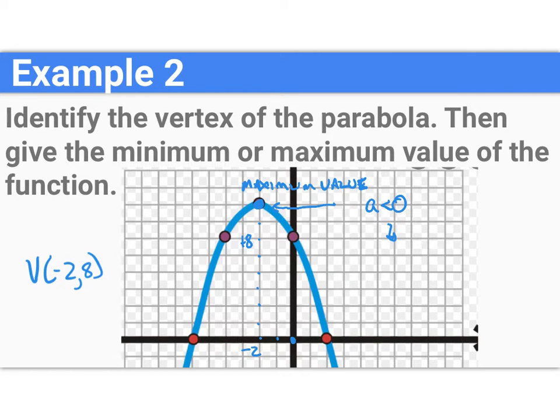A point needs two numbers. Even if one of those numbers is 0, 0 is still a number. So a point always needs two numbers, and a vertex is a point.